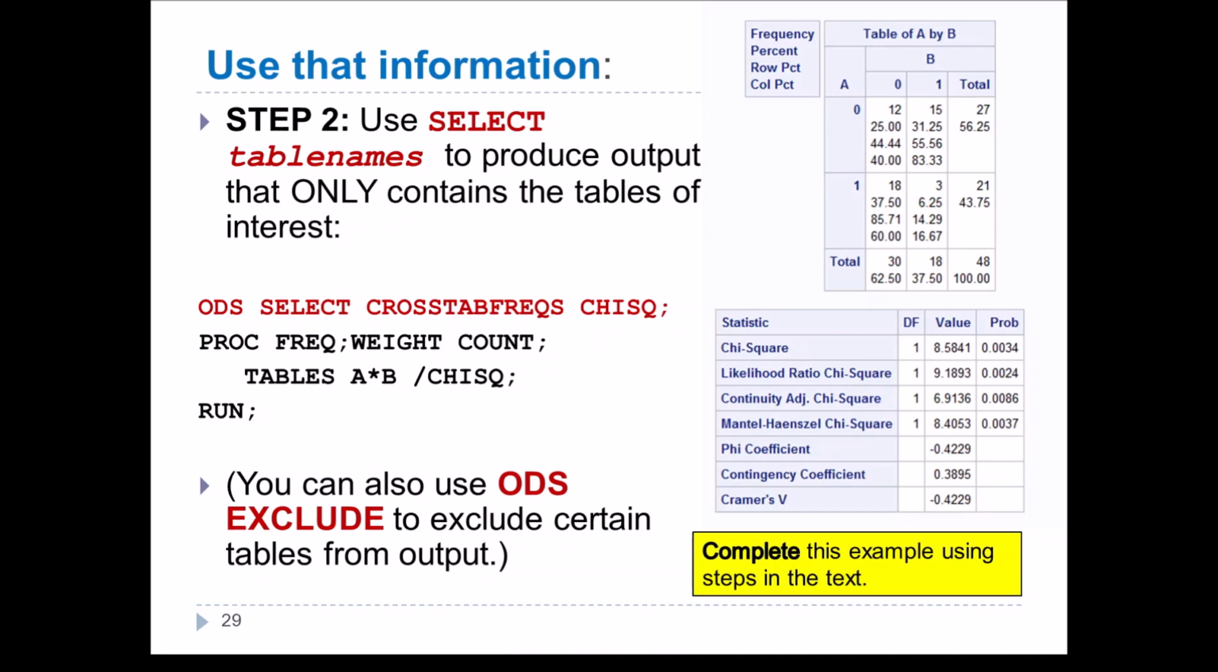And before my proc freq, again, this is the same analysis where I did the ODS trace, I say ODS select, and then the 2 names of the tables, crosstab freqs and chi-square. I'm telling it these are the only tables I want you to output. And so the tables on the right are the ones that it outputs and not the final table. There's also a command called ODS exclude, which just does the opposite. ODS exclude lists the names of the tables you want it to exclude.